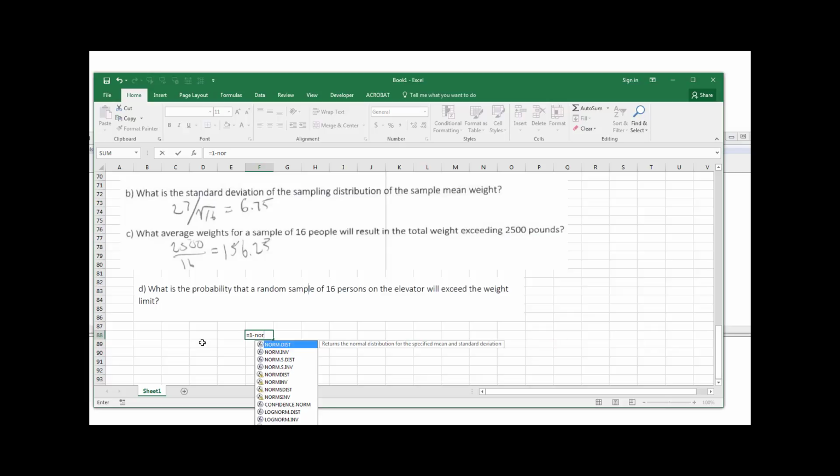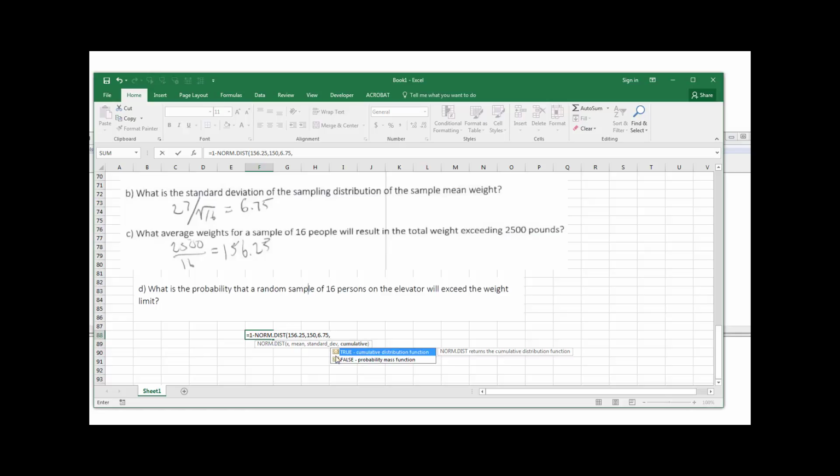So norm distribution, 156.25 with a mean of 150, standard deviation 6.75, and then I'll just select true. And so I would unfortunately expect 16 people to exceed that weight limit about 17-18% of the time. So that's a little upsetting for me.